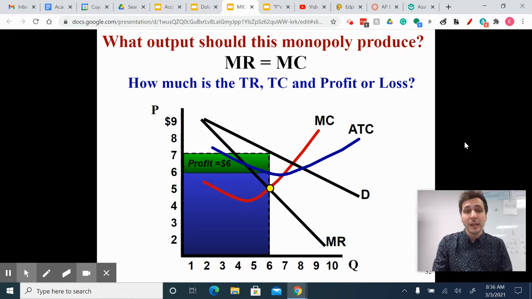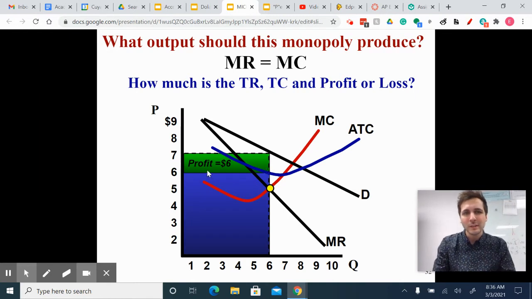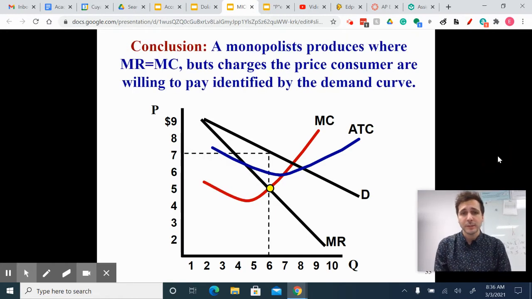So my profit is going to be right here. Notice my profit is the difference between my price at the demand curve and my average total cost. Just like before it was the difference between the price at MR equals MC and the average total cost, same rule applies. So this little box here is going to be my profit of $6. Not so bad. We've been building to this. You know all of these rules. We're just applying them to a slightly different graph where one firm has control over an entire marketplace.